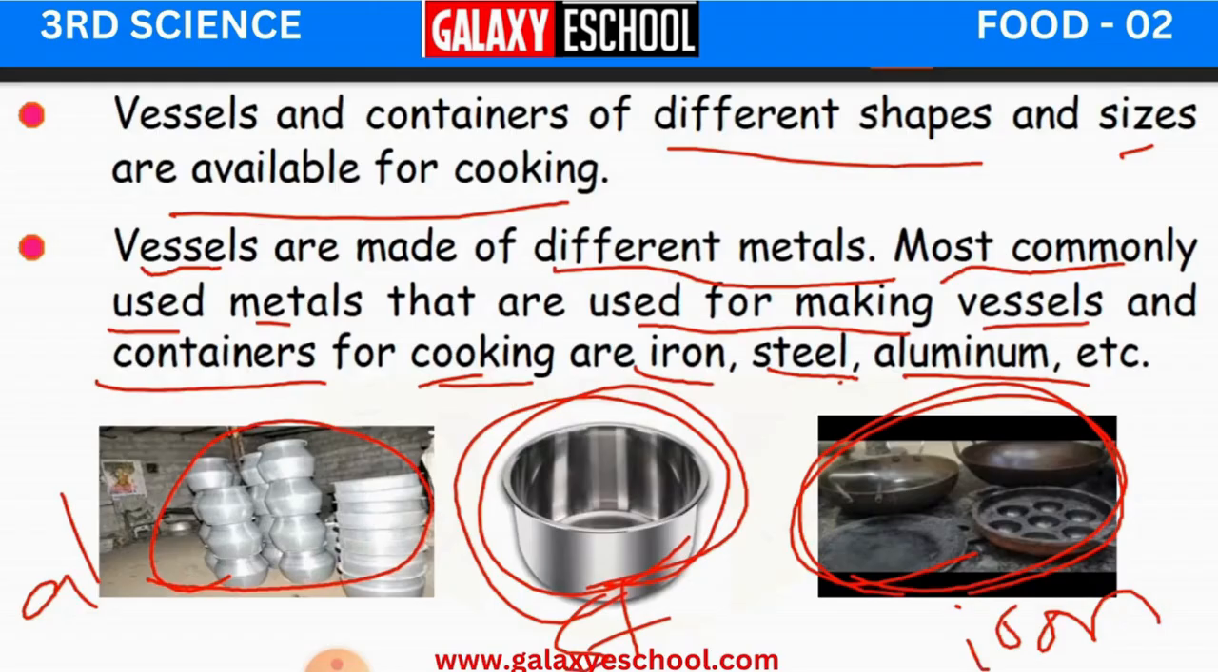Clear, children? So just ask your mother to take you into the kitchen and show you exactly which are the aluminium, steel and iron vessels that are used. Now you can see them live so that you will get a better understanding. Clear, children?